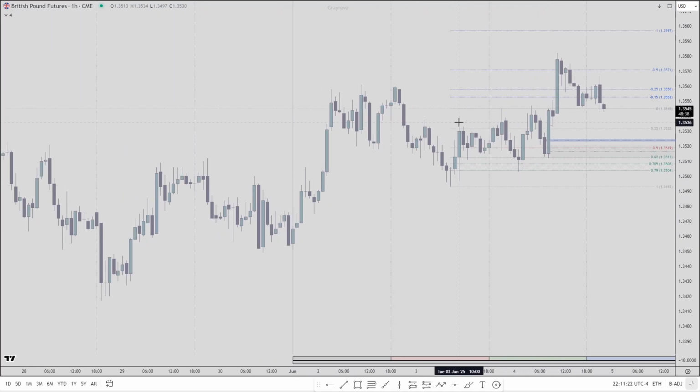So why is this the projection level that I used? Because this was the initiation of the move higher, right? The first distribution higher, because this low did not take out this low over here. So you have to take the first move higher, and then you project it out.